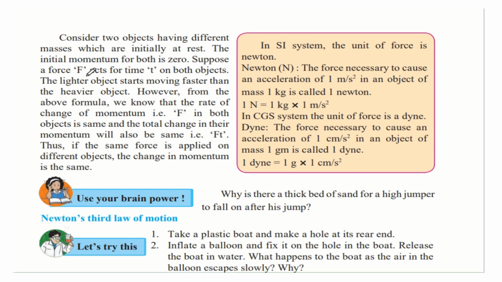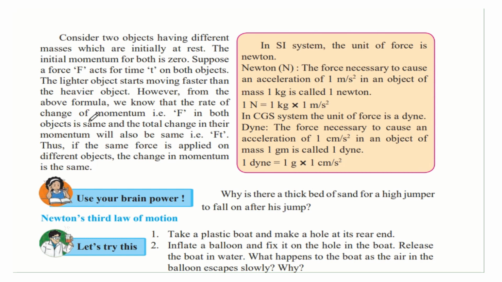Suppose a force F acts for time t on both objects. The lighter object starts moving faster than the heavier object. So if two objects with different masses are at rest and you apply equal forces on both of them, the lighter object would move faster and earlier than the heavier object.